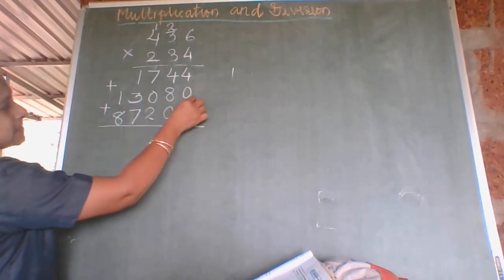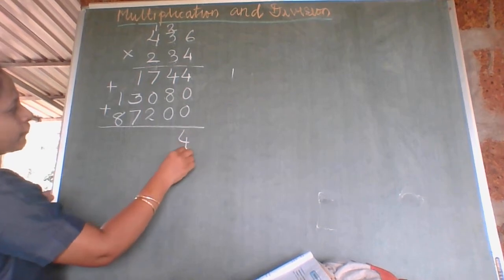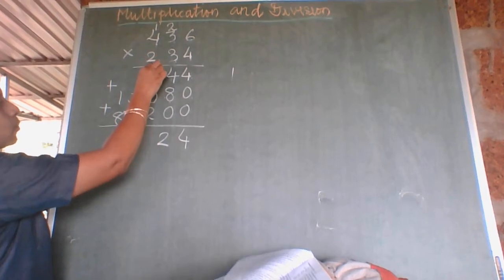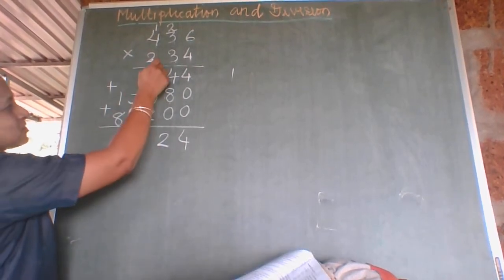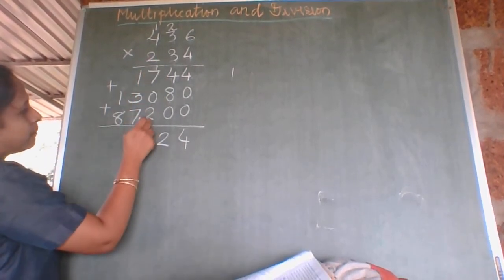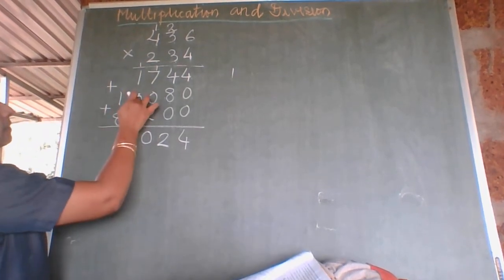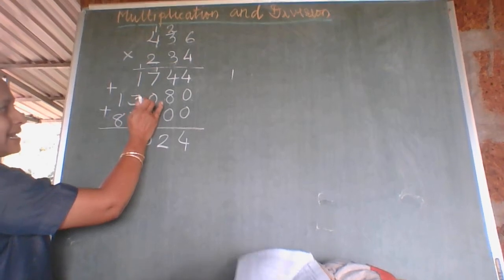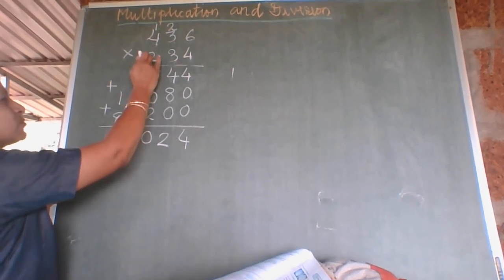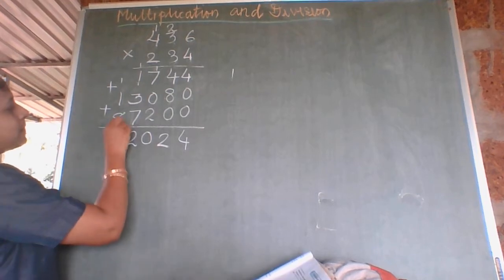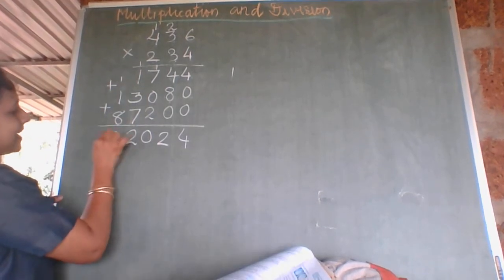Okay, 4 plus 0 is 4. Now 8 plus 4 is 12, carry 1. Okay, now 7 plus 1 is 8, plus 2 becomes 10, carry 1. Then 7 plus 3 is 10, plus 1 is 11, plus 1 is 12, carry 1 again. So now 8 plus 1 becomes 10.